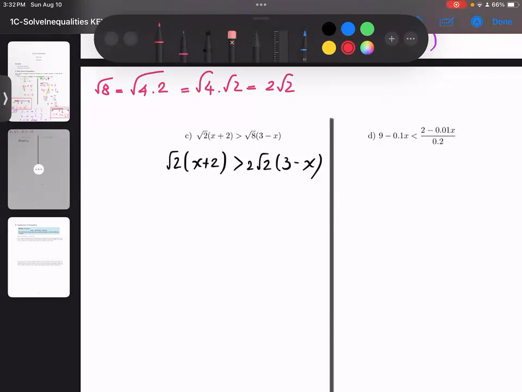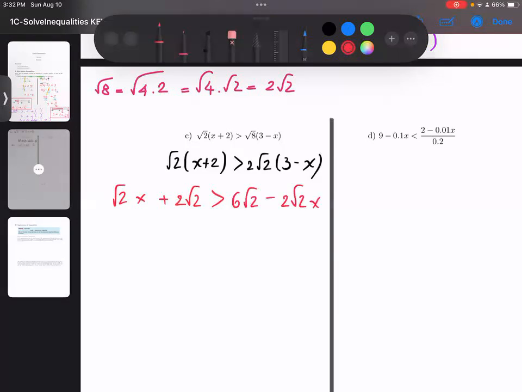Okay, and now I can distribute those things outside the parentheses. So I have root 2 times x. Make sure you do not write the x under the square root. Plus 2 root 2. I like to bring the 2 to the front. Greater than 2 root 2 times 3. So the 2 times the 3 becomes 6. So 6 root 2 minus 2 root 2 times x. Let me put the x in the back. Variables always stay in the back like that.